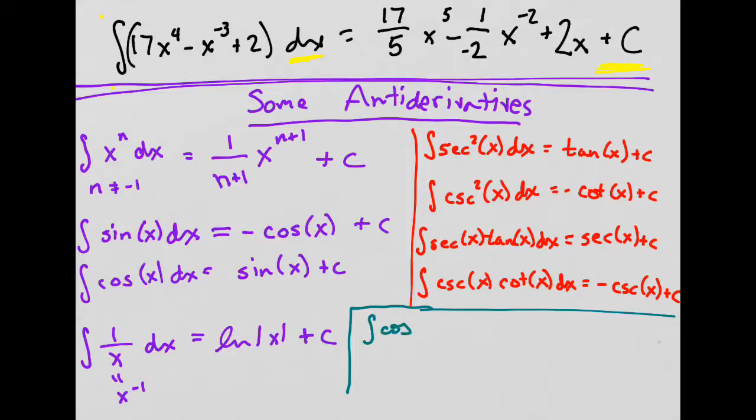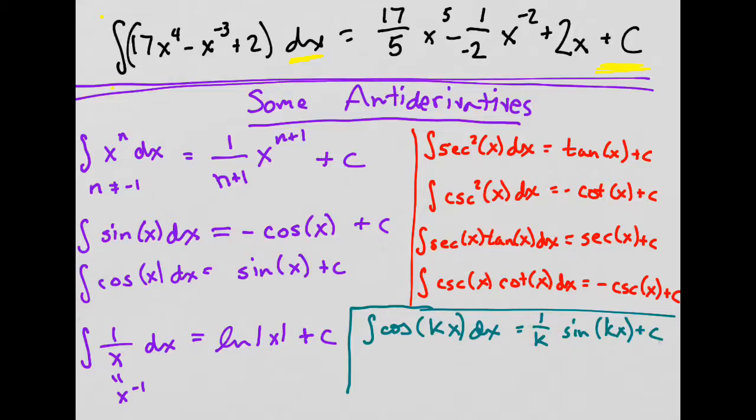If you have cosine of some number times x, so that's on the inside, dx, then your antiderivative is going to be 1 over that constant, 1 over k sine of kx plus c. So this is reversing the chain rule. If you put a 5 in here, it'll be a little bit easier to see: the derivative of sine of 5x will be cosine of 5x times 5. And so this 1 over 5 would be to cancel that 5 that comes from the chain rule.